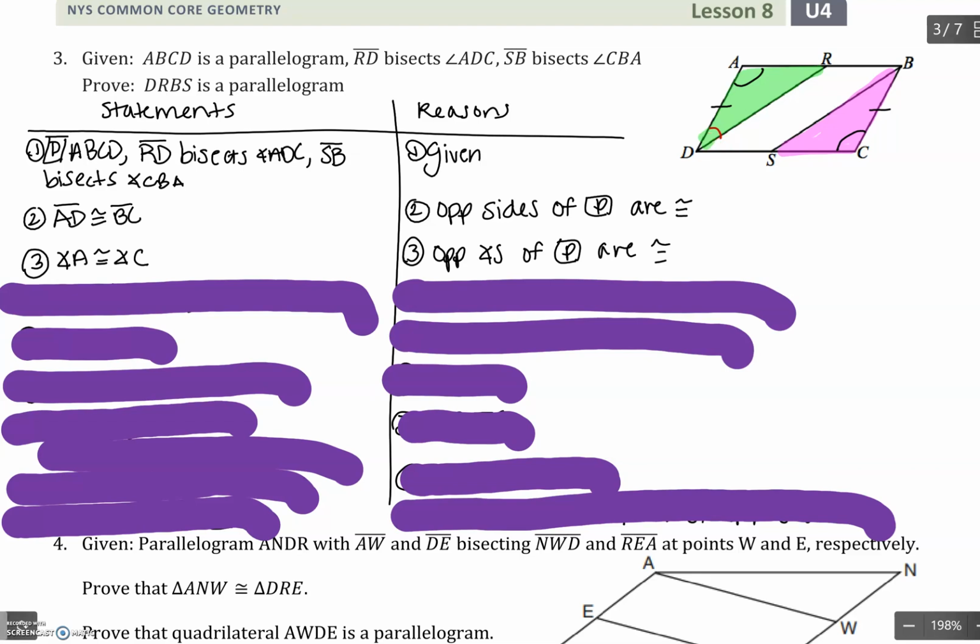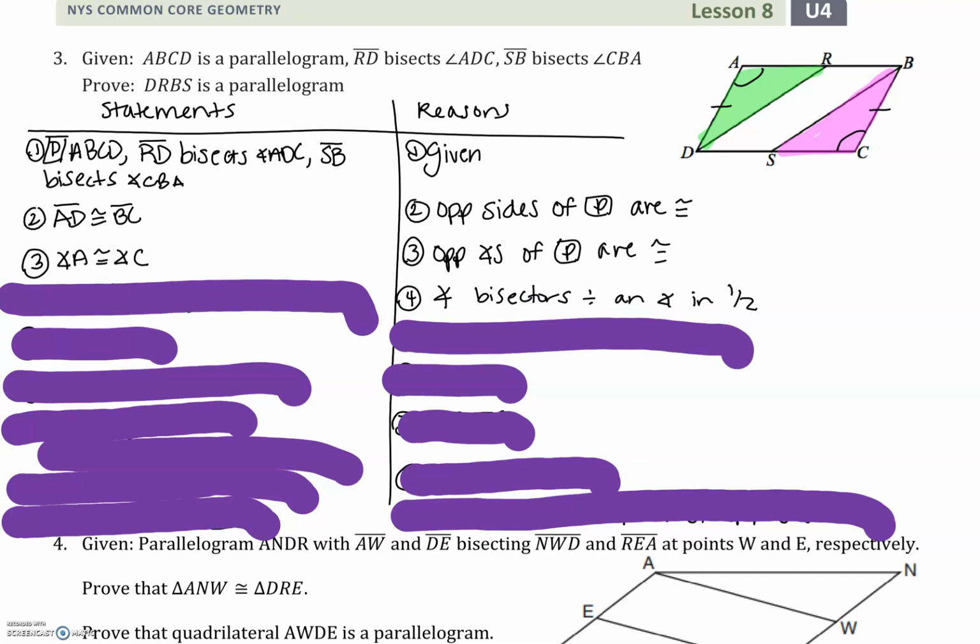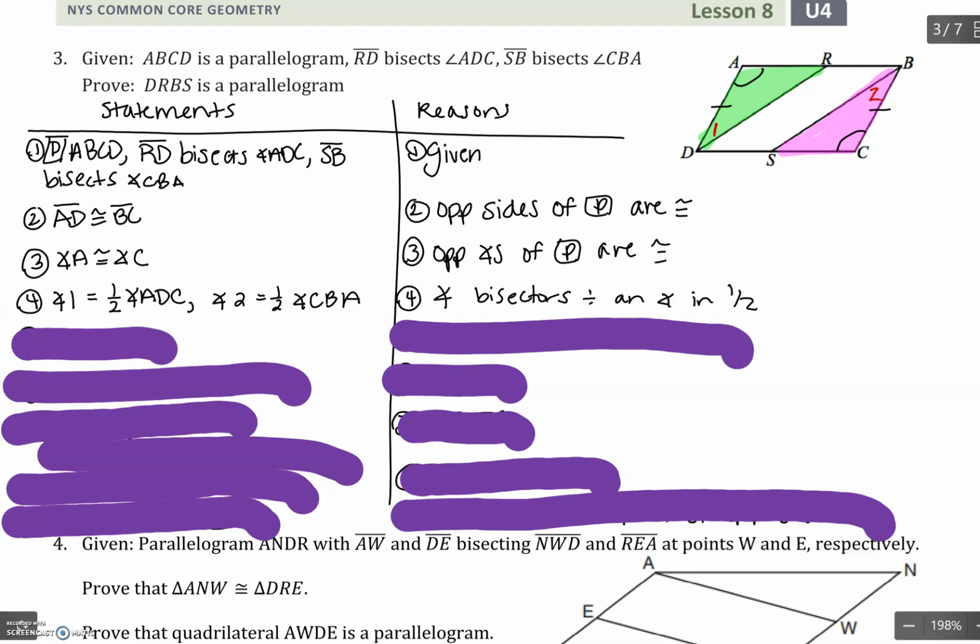What we want to do instead is talk about the bisector in the other way, that weird way from the end of lesson 5, the part 2 video, where we talk about how a bisector can cut an angle in half. And so what we're going to do is put an angle 1 here, and an angle 2 here. Those angles are each half of angle ADC and angle ABC. And the nice thing is we know that angle ADC here is congruent to angle ABC here because those are also opposite angles of that original parallelogram.